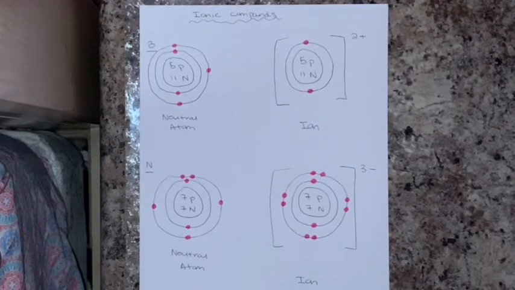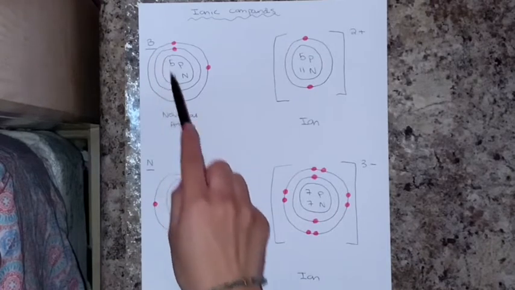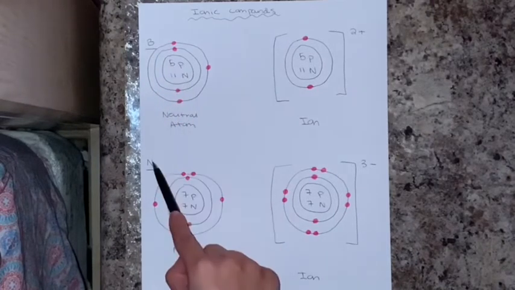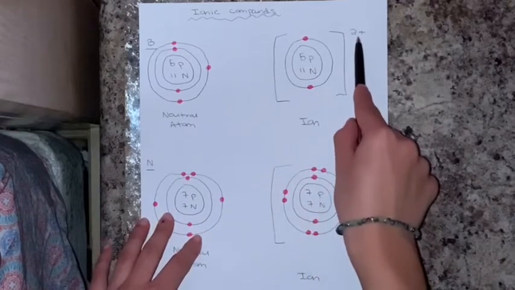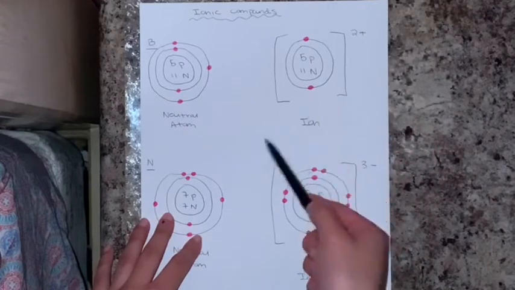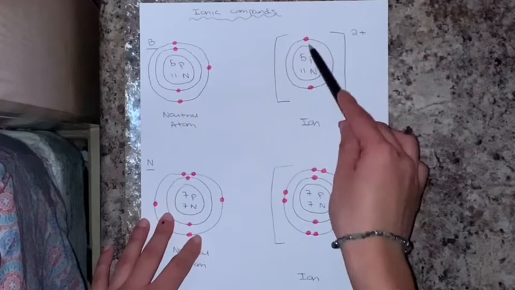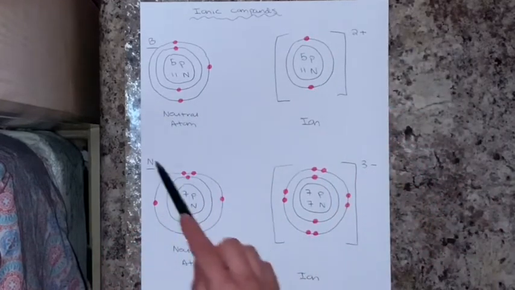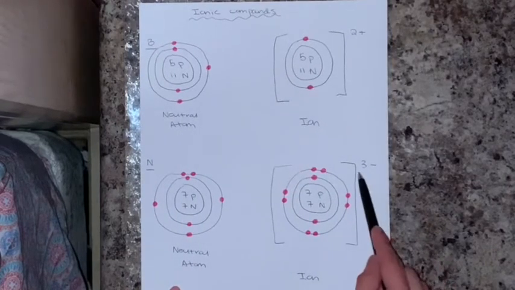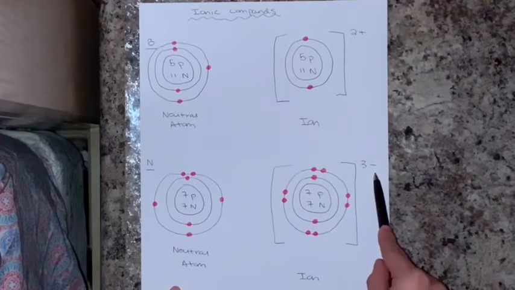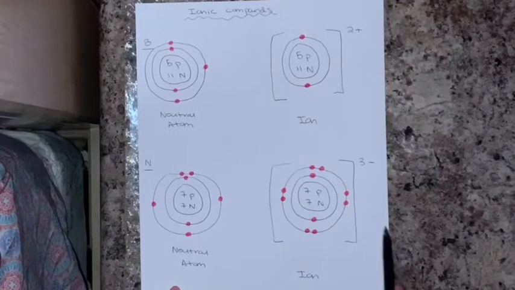So for our second example of ionic compounds, we're looking at boron and nitrogen. So here we have boron's neutral atom. We have nitrogen's neutral atom. And here we have boron's ion, and it has a charge of +3. And we got +3 by getting rid of the valence electrons in order to complete the octet rule. And here we have nitrogen's ion, which has a charge of -3, and it got a charge of -3 because it gained 3 electrons in order to complete the octet rule.